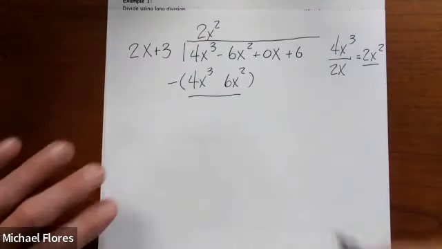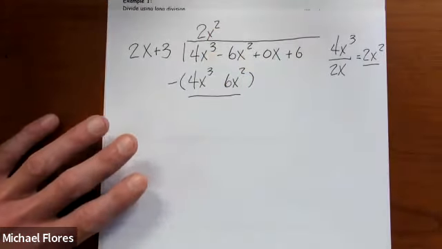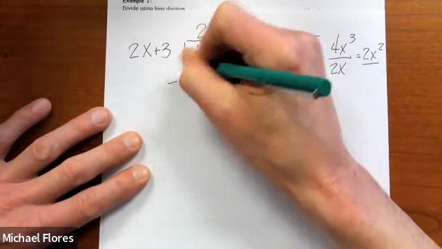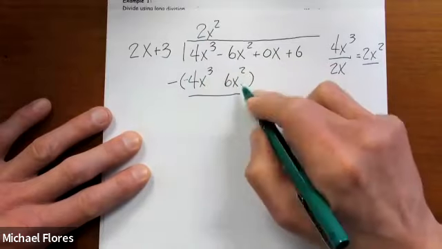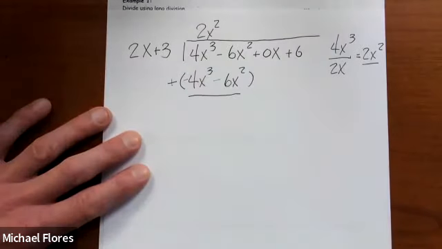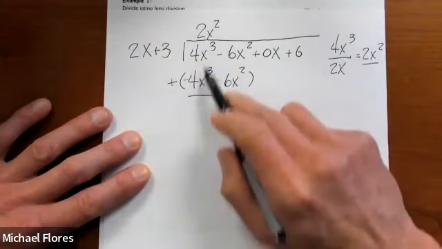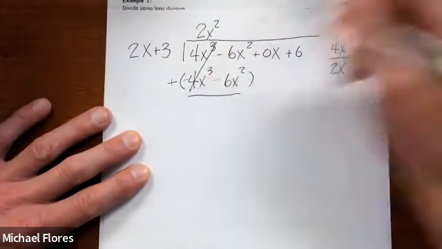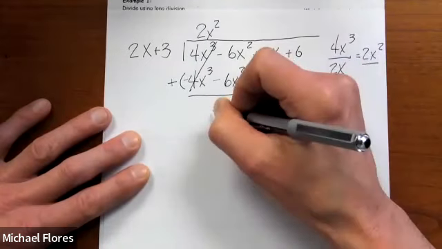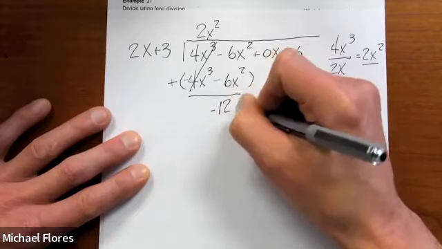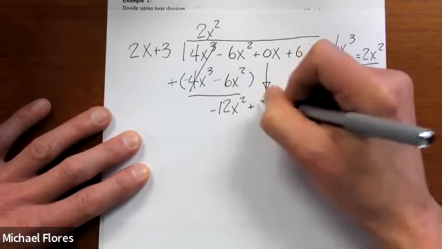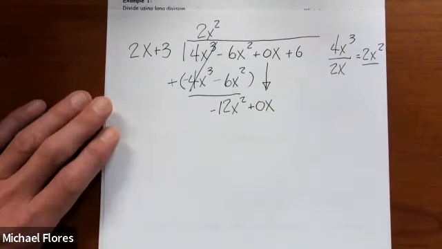Now, what we would have to do is then distribute this negative throughout the parentheses, and it's going to flip all the signs. So this was a positive 4x cubed. Now that once we distribute, it becomes negative. Once we distribute this negative to the positive 6x squared, it becomes negative. And I'm going to go ahead and change that to a positive just to avoid confusion. If you're doing it correctly, these first 2 terms should cancel, and they do. And then we're going to combine negative 6x squared plus negative 6x squared is minus 12x squared. And then whatever we have left over, bring that down. I'm just going to bring down the 0x just to avoid the confusion.